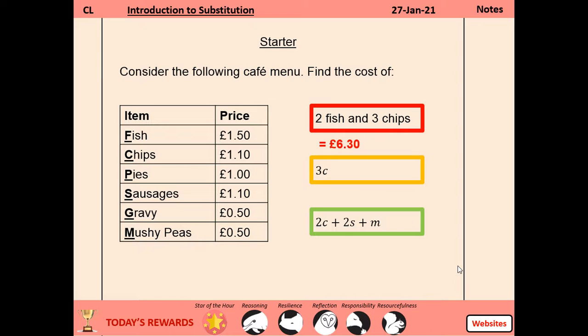Okay, 3C basically means three lots of chips. So the C stands for chips, right? So it'll be 3 times £1.10, which is £3.30. 2C means two lots of chips, plus 2S, which means two lots of sausages, plus M, one mushy pea. So you're going to do 2 times £1.10, plus 2 times £1.10, plus 50p, and that gives you £4.90, okay?